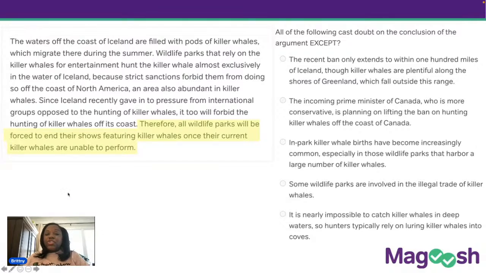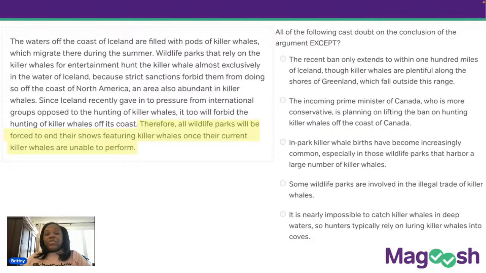All right, let's look at answer choice A. The recent ban only extends to within 100 miles of Iceland, though killer whales are plentiful along the shorelines or shores of Greenland, which fall outside this range. All right, what is the problem with this answer choice? Again, feel free, if you're watching this as a recording, to pause and read through these answer choices on your own and see what you come up with, and then we can go over them together.